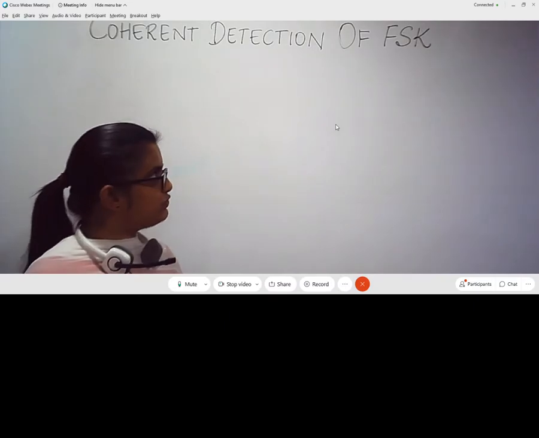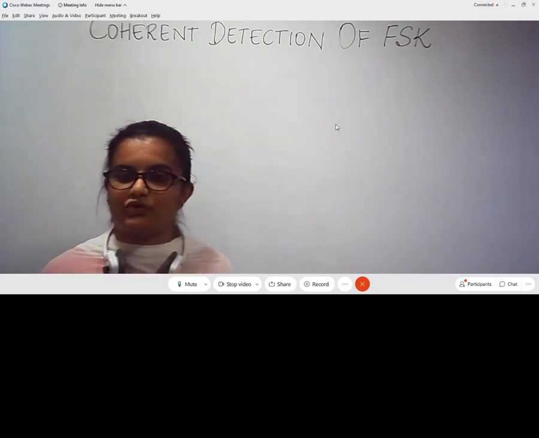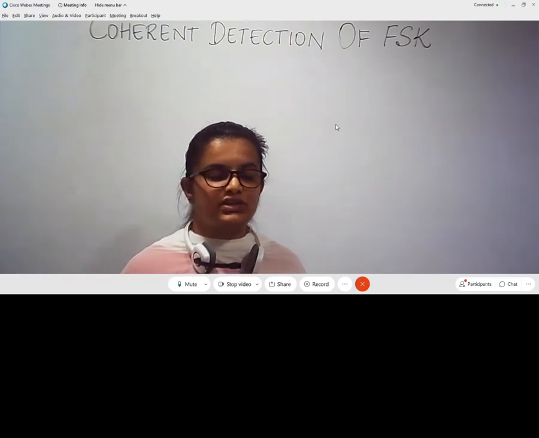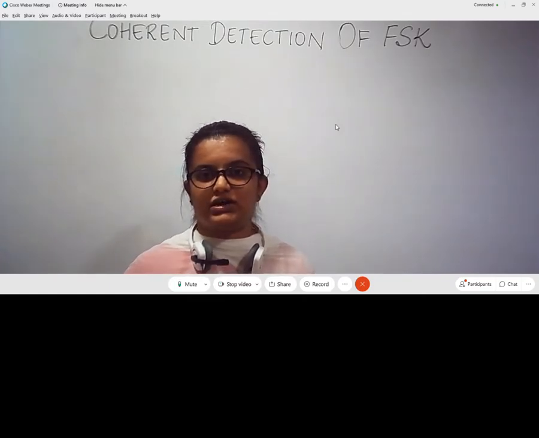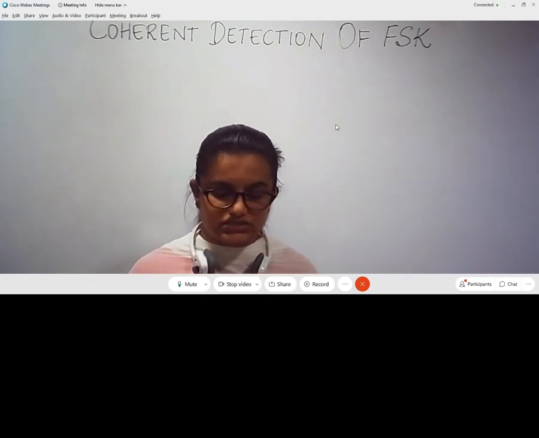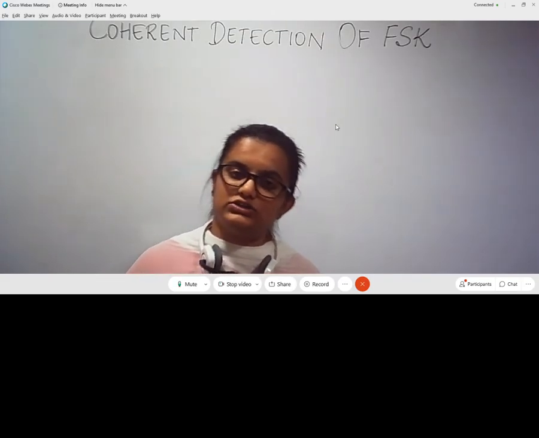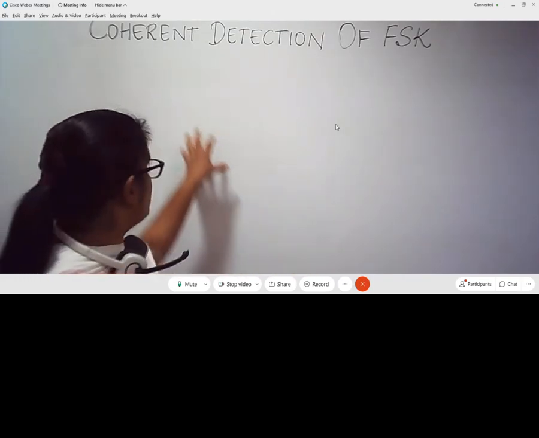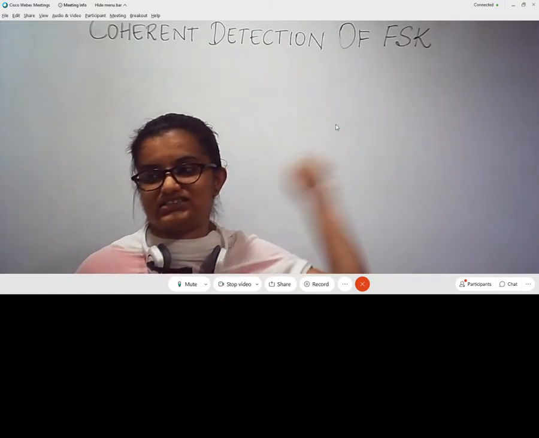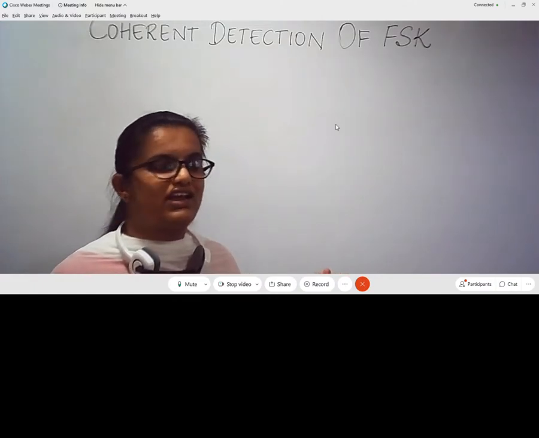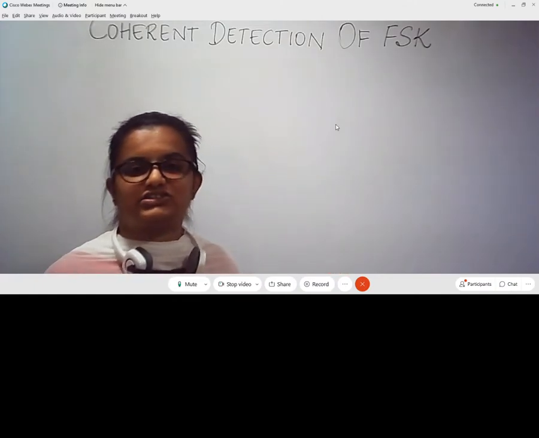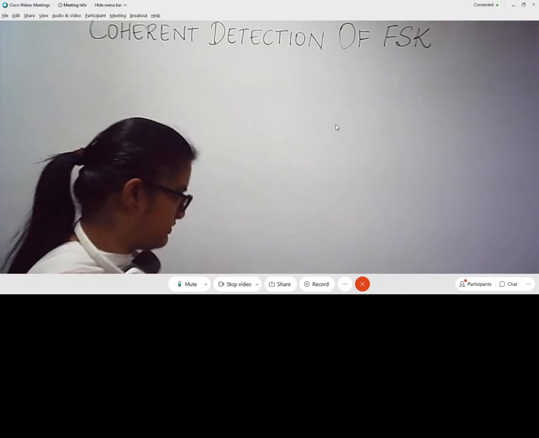So now coming to the third basic digital modulation technique, which is the FSK system, that is frequency shift keying. Today we are going to look at how coherent detection of FSK is done, how we take care of decision boundaries, and how they are identified by making use of a matched filter or a correlator receiver.